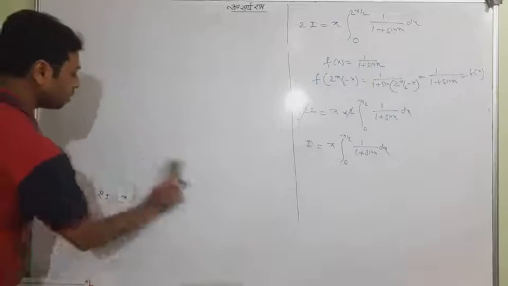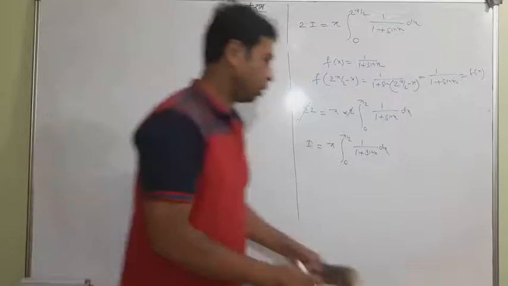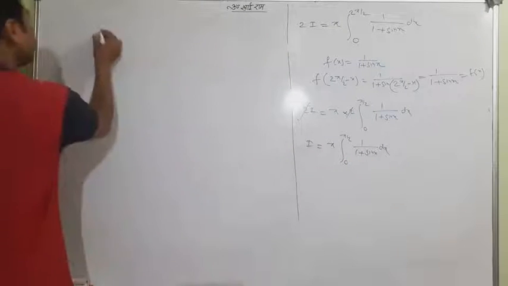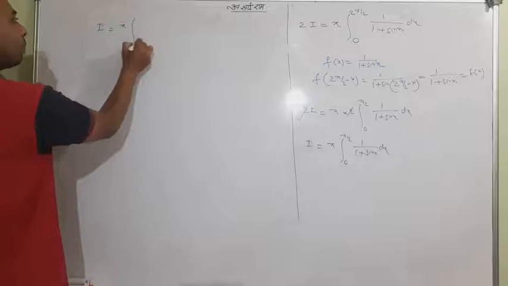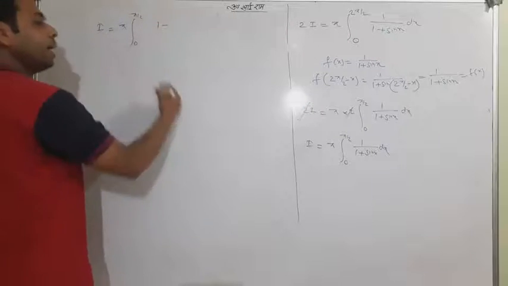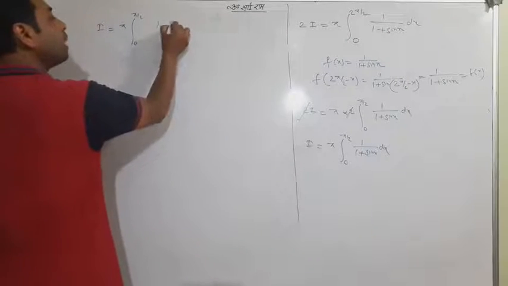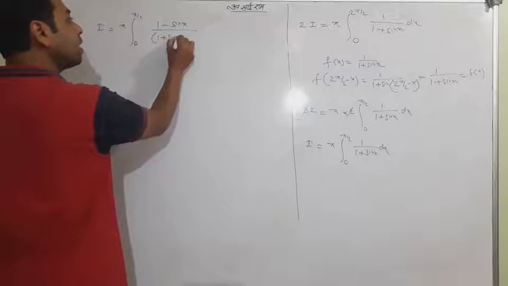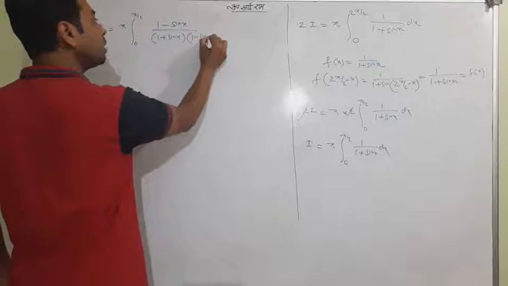Let me rub this. We will solve this question. How can we do this question? We will rationalize that term. Rationalize how? We will multiply and divide by the opposite sign. Like it was 1 plus sin x, I am multiplying by 1 minus sin x upon 1 minus sin x. So you can understand the numerator will be 1 minus sin x.